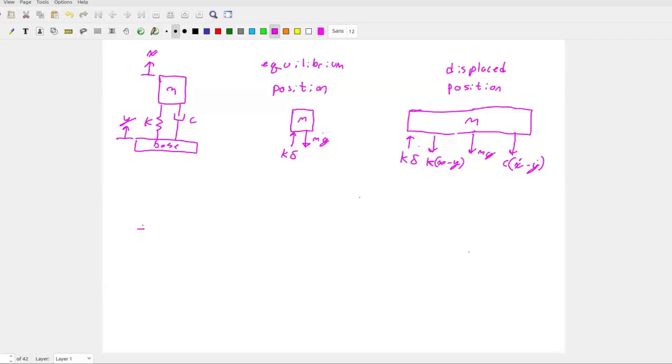So let's take the sum of forces is equal to K delta minus mg is equal to 0. So that's for my equilibrium position. And then for my displaced position, I have, oh, I apologize, I'm missing my summation symbol here. Move that a bit to the left.